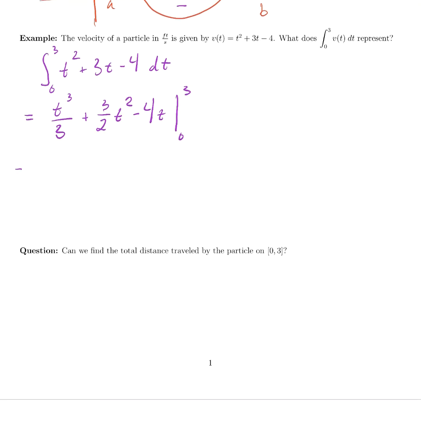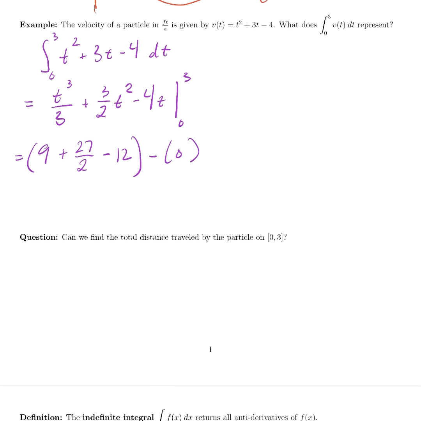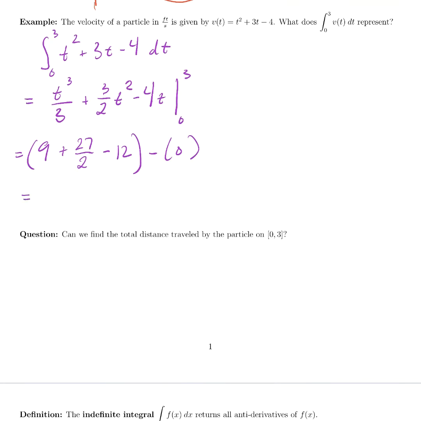Okay, so let's see, we evaluate this thing at 3. We get 3 cubed divided by 3. Well, that's just 3 squared, so that's 9. Then 3 squared is 9 times 3 is 27, so that's 27 divided by 2, minus 3 times 4 is 12. And every term here has a t, so when we put in 0, we're going to get 0. So what do we get? 9 plus 27 halves, so that's 13 and a half. 13 and a half minus 12 is 1 and a half, so we get 10 and a half.